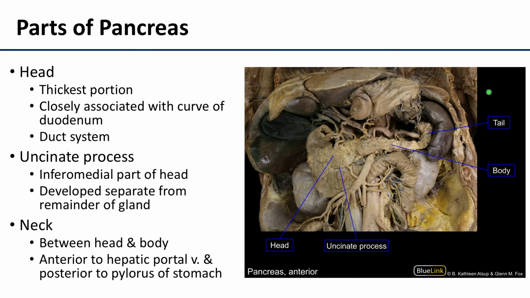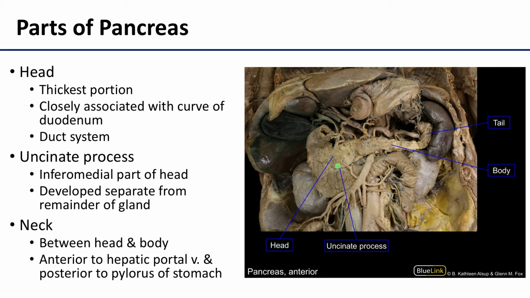So let's better understand the parts of the pancreas. The head of the pancreas, you can see right here, fitting right into this C-shaped portion of the duodenum. This is the thickest portion of the pancreas, and it's on its way to opening into the descending part of the duodenum. So the bile duct lies in a groove on the posterior superior surface of the head, and really it's embedded right within that parenchyma of the pancreas.